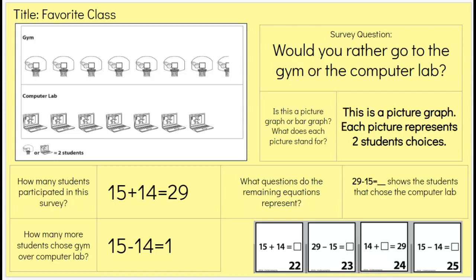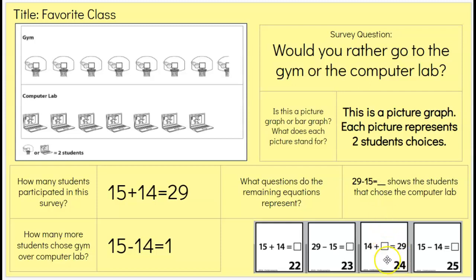Now, if you were thinking, well, 29 minus 15, I have 29 students in all. If I take 15 away, well, that's the 15 that chose gym. Then I'd be left with the 14 who chose the computer lab. So this blank spot must show the students that chose the computer lab. Show a connection if that's what you were thinking.